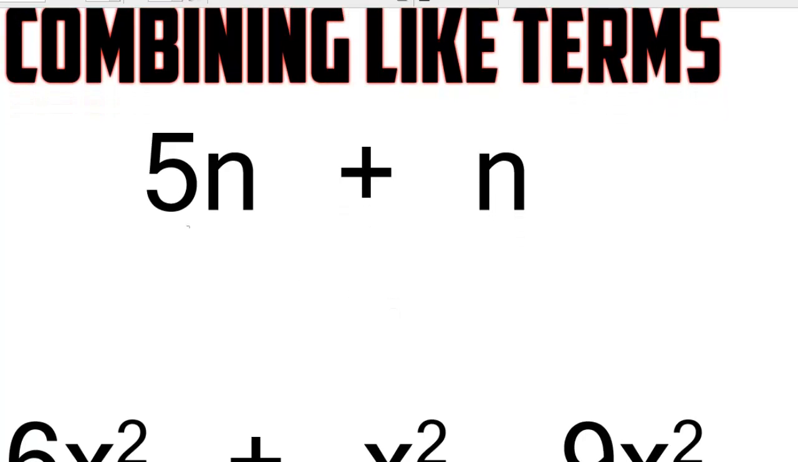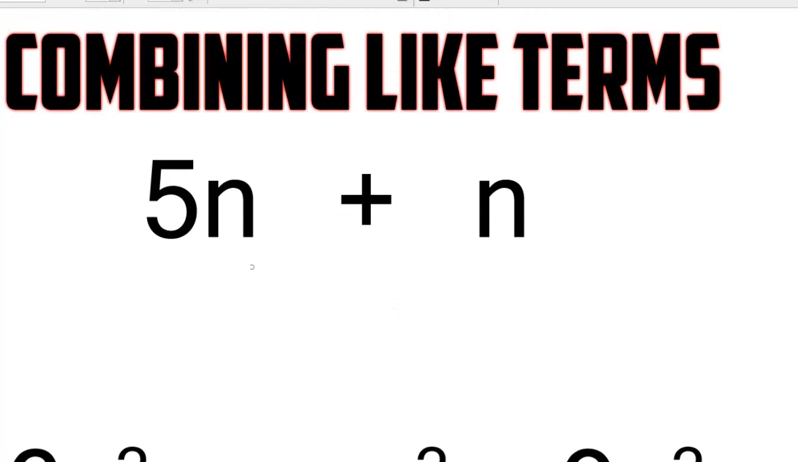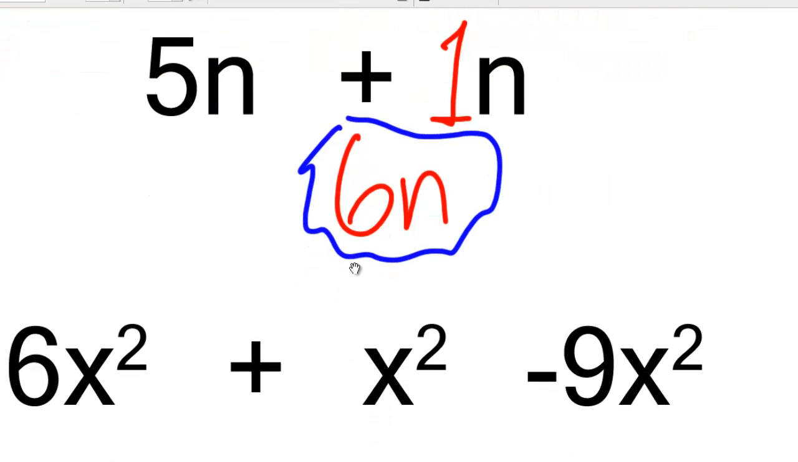So here we're going to be adding in this expression 5n plus n. Well, what do I know? If there's not a number in front of the variable, we're just going to add a 1 as our coefficient, and 5n plus 1n, 5 plus 1, is 6, and we're going to tack on that variable, 6n. Easy. Let's take a look at another one.